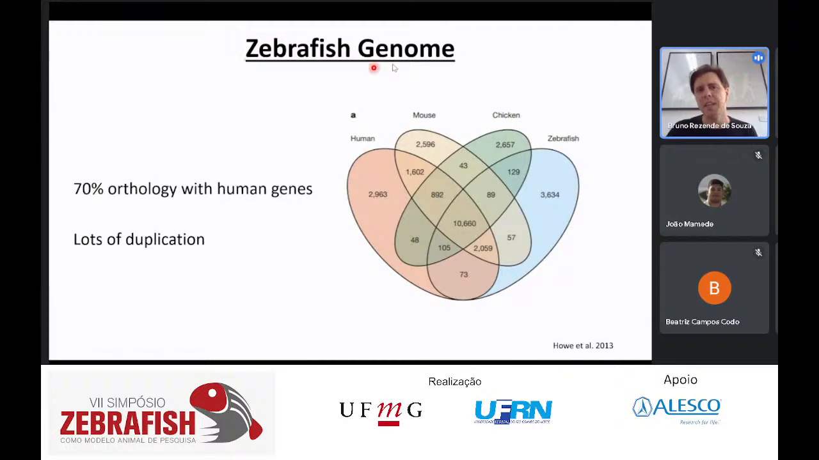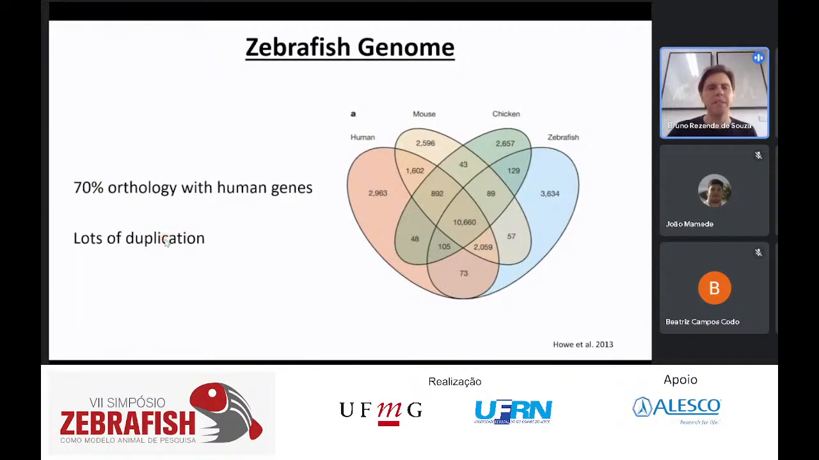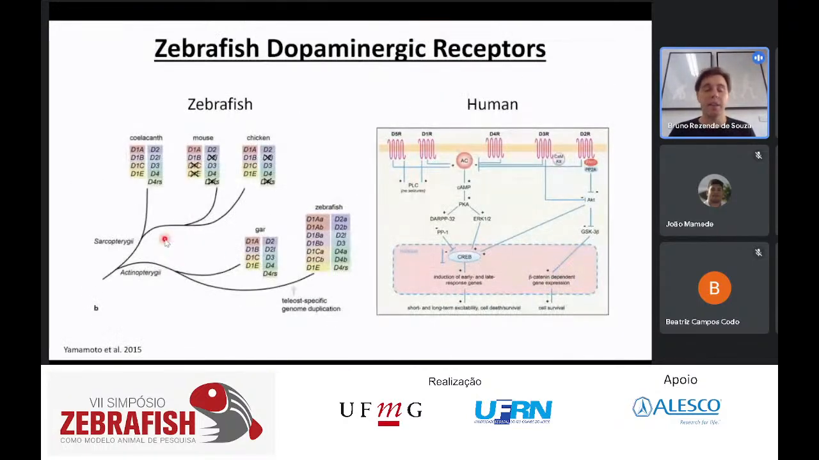Another thing that's very interesting is that the zebrafish genome has like a 70% orthology with human genes, but on the other hand, there's a lot of duplication, lots of duplication. So we always have to be aware of this thing. And the other thing that's challenging when we think of zebrafish as a translational model to study dopamine receptors or the dopaminergic system is that there's a lot of duplication again, and so in zebrafish we have a lot of dopaminergic receptors.